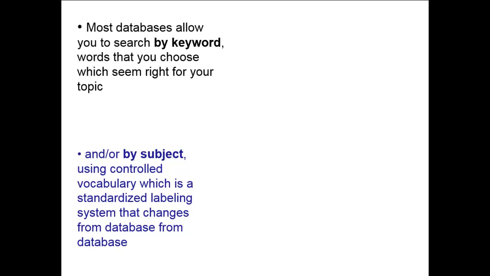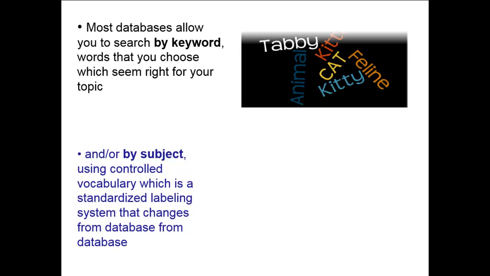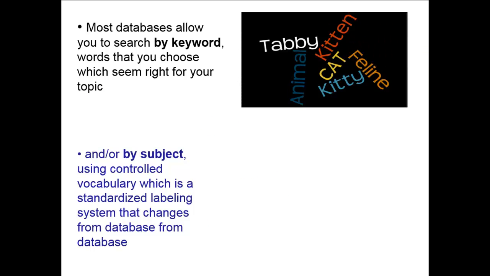Most databases allow you to search by keyword, words that you choose which seem right for your topic. So if you were searching for cat, you could type in cat, or if you wanted to be more scientific, you might throw in feline, or if you wanted to describe a certain breed or look of cat, you might say tabby, or if you wanted to talk about younger cats, you would say kitten or kitty. Broader terminology would be animal, for example.